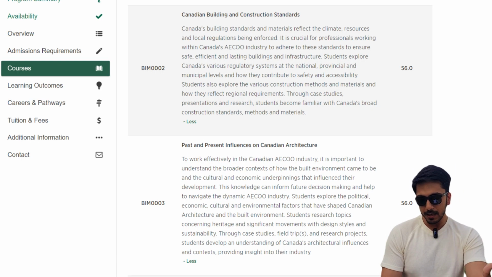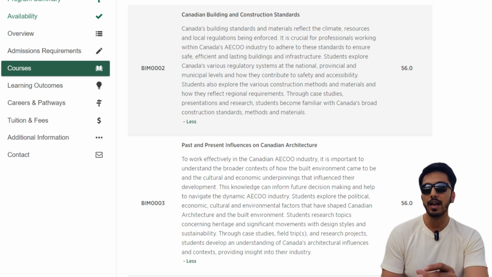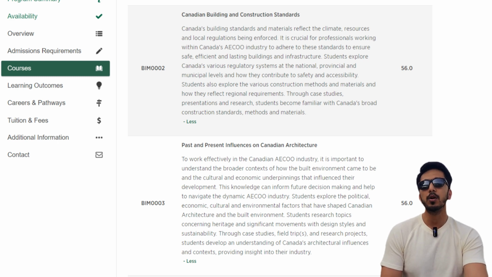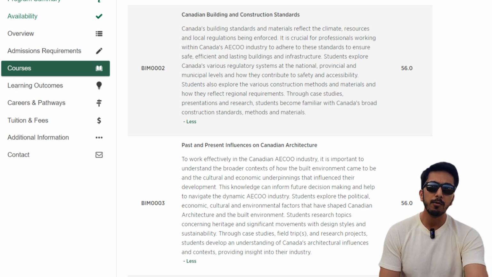Next is past and present influence on Canadian architecture. I don't know how useful it will be, but this basically will give you the history and the background of all the standards that have been developed in Canada, and how the construction and architecture industry has developed over here. So that is also a very important point, but I don't know how helpful it will be for you to develop your career over here.